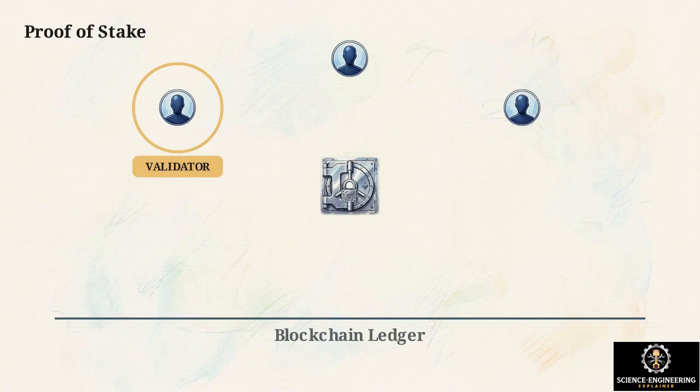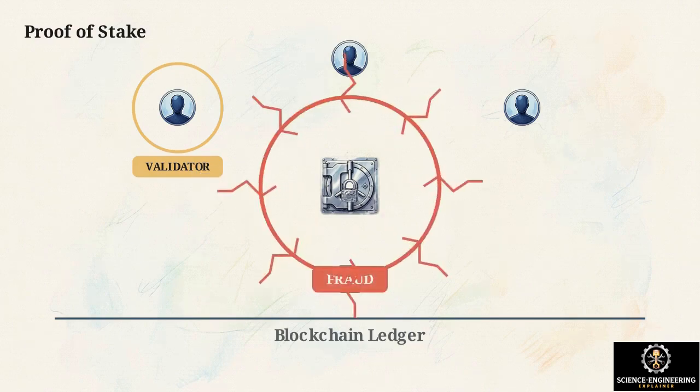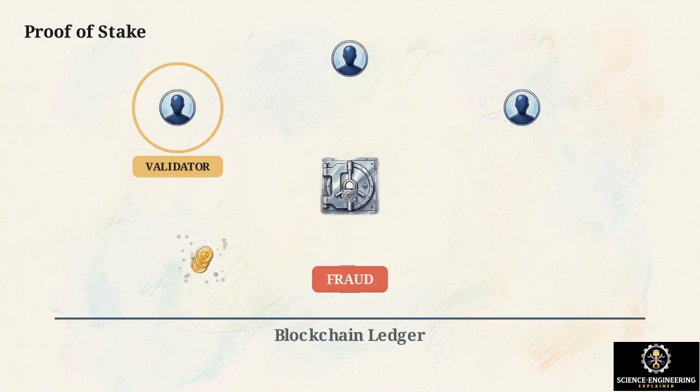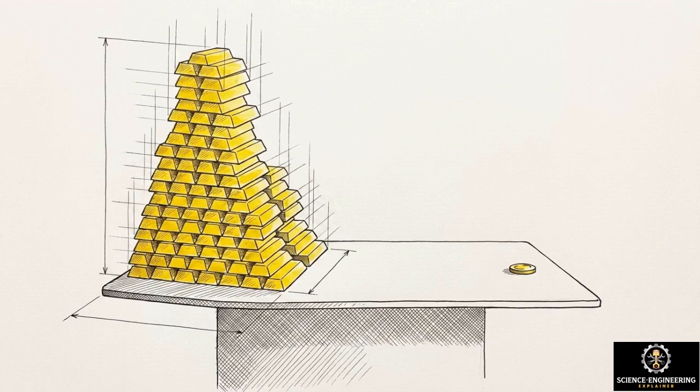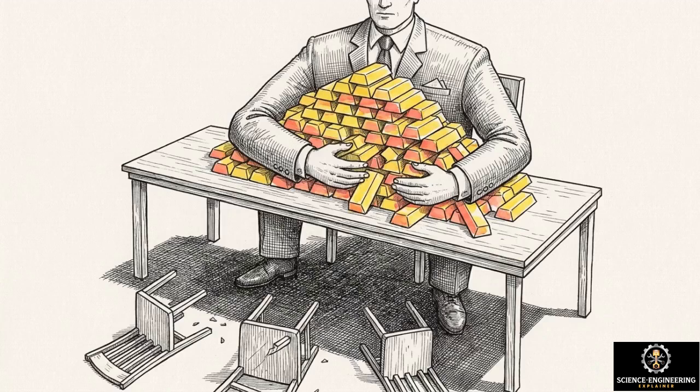If a validator acts maliciously and attempts to verify a fraudulent transaction, the network automatically destroys their staked collateral. It enforces honesty through severe financial risk, while requiring a fraction of the electricity. The main criticism of proof of stake, however, is that it inherently favors those with existing capital. Entities with the most tokens can stake the most collateral, giving them disproportionate control over the network.